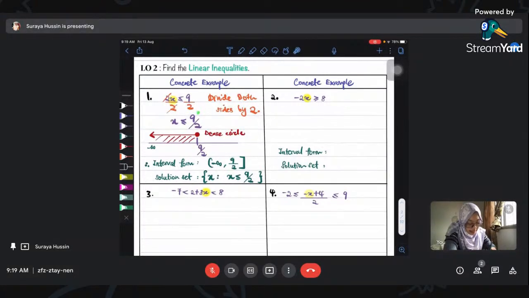Sebab tu kamu kena mahir fahamkan apa maksud less than or equal. Going where? To the left. Less than memang literally to the left. But you must understand what this means. Then circle bersama close bracket. Apa? Disebab maksudnya adalah 9/2 is included. Okay, itu adalah last saya explain.